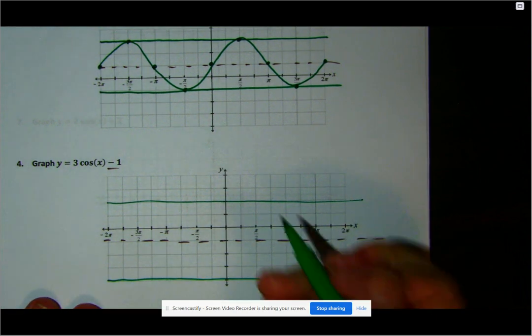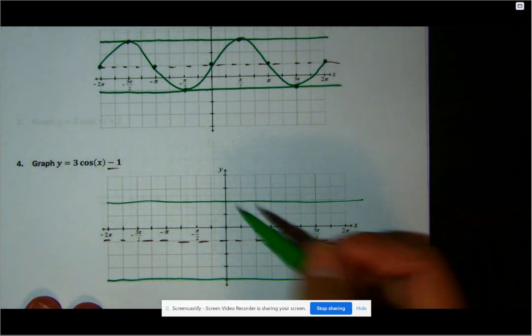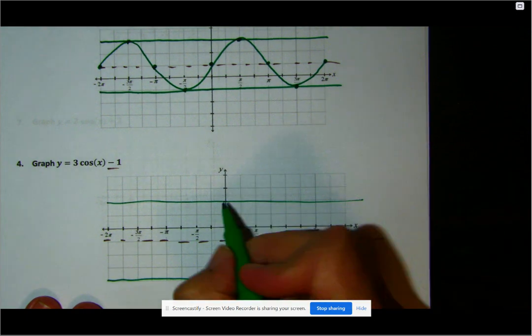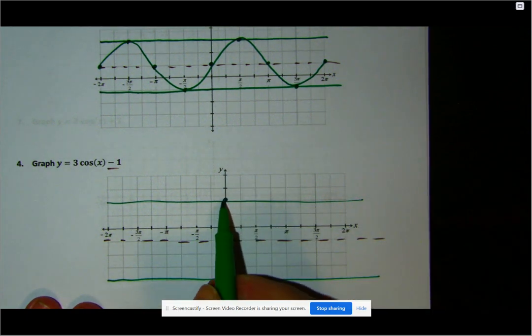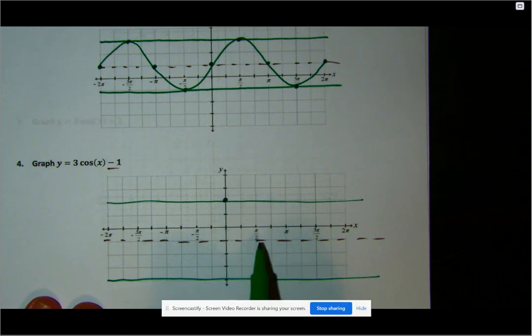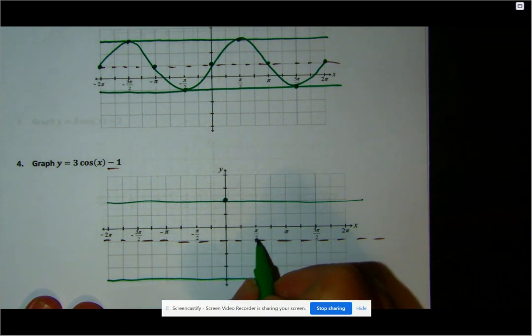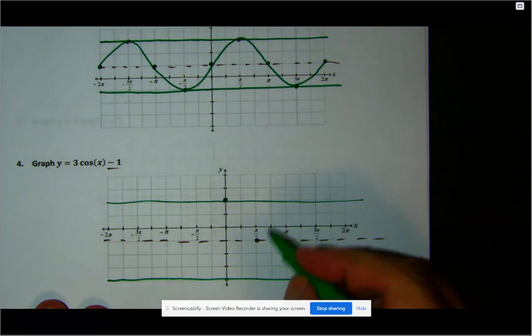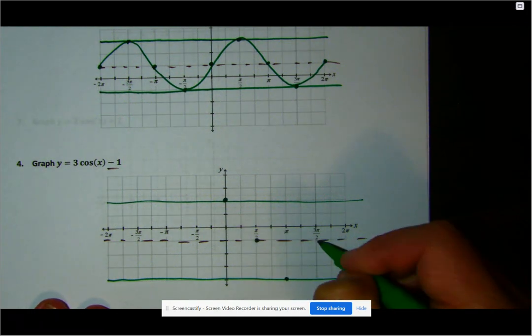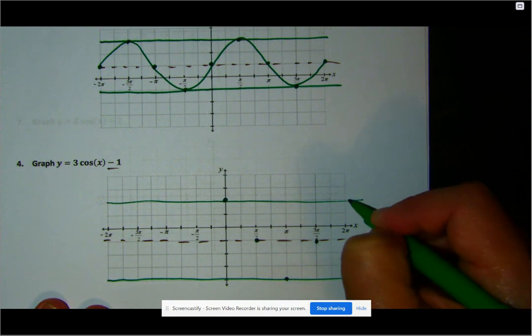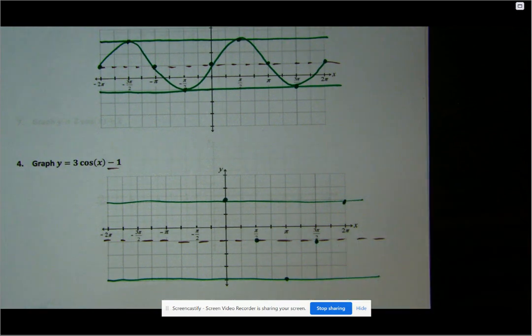So cosine is a little bit harder for me to do. Sine's easier for me to visualize. Cosine starts up here. Okay, the parent function does. And then at pi halves, it's at 0, which is shifted down. Then at pi, it's down here at the minimum. Then at 3 pi halves, it's here. And then at 2 pi, it's back to 0.